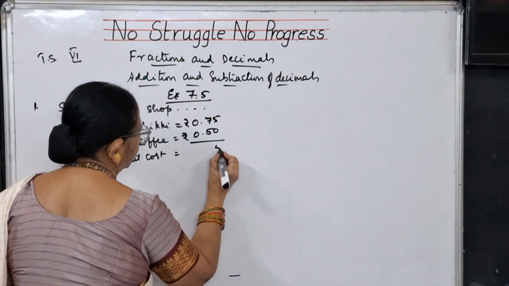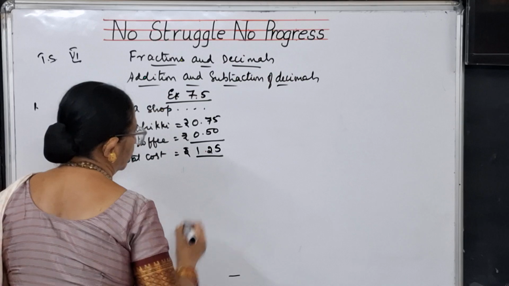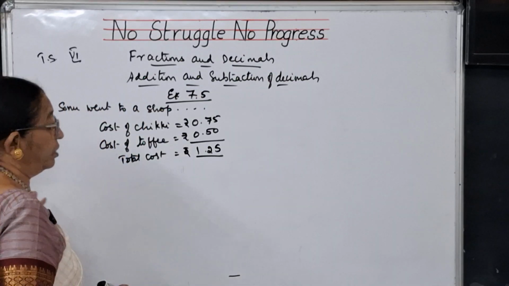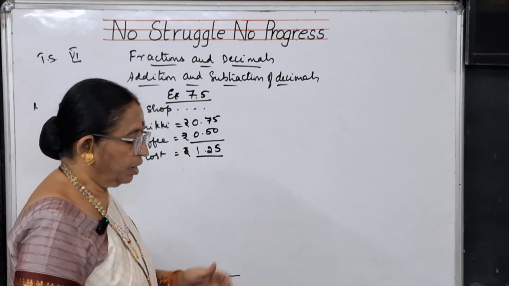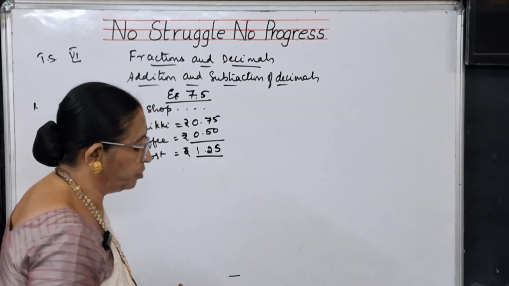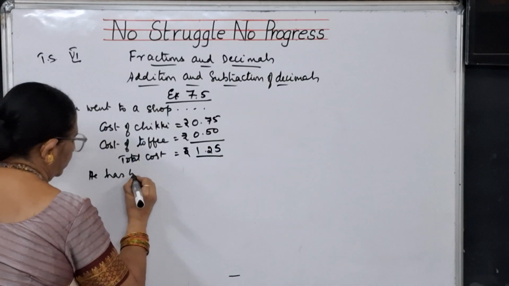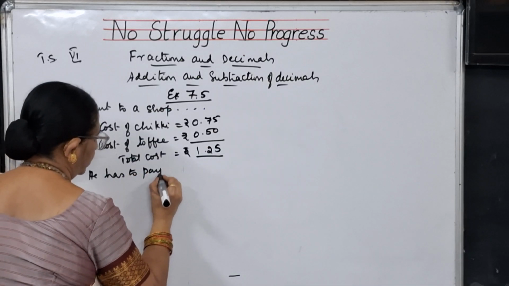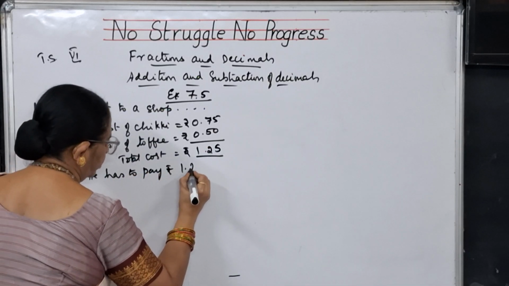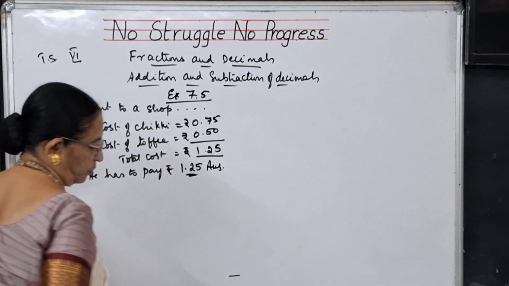You have to add 5, 12 rupees, 125. 1 rupee 25 paisa is the amount that he has to pay. So, how much he has to pay to the shopkeeper? He has to pay rupees 1.25. This is the first answer for this bit.